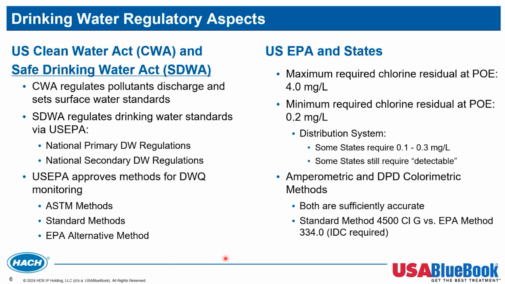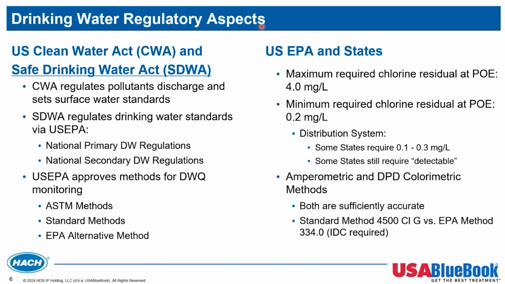And it sets national primary drinking water regulations and secondary drinking water regulations. The US EPA approves methods, not instrumentation, for drinking water quality monitoring. And those methods are split between ASTM, standard methods, and US EPA alternative methods.